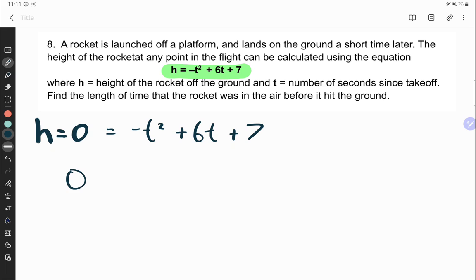So 0 times -1 is just 0. This whole thing times -1 is flip the sign, and then flip the sign. Right? Cool. Now, remember, if we want to find out when h is 0 in this equation, we are just solving for this equation. We're trying to find out the values for t, because the values for t when h is 0 will be the two points in time since takeoff that the rocket will be touching the ground.